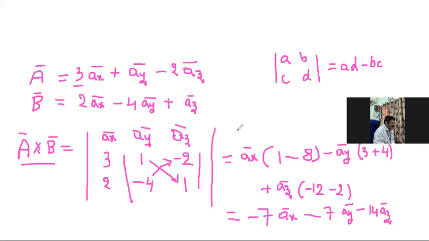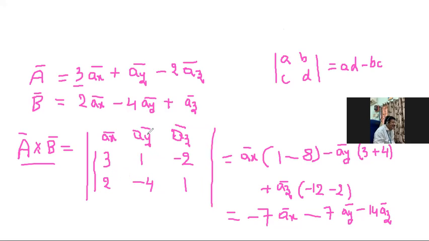Okay, so that way we are calculating the cross product between two vectors. While you are taking Az, simply the determinant of this one is taken, that is simply AD minus BC. Az into 3 into -4, that is -12, minus 2 into 1, 2, giving -2. That is the way you calculate while taking Az.